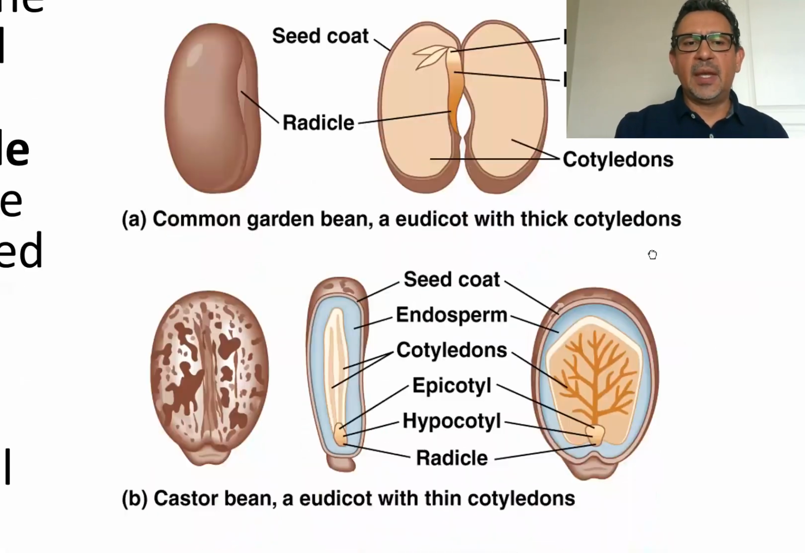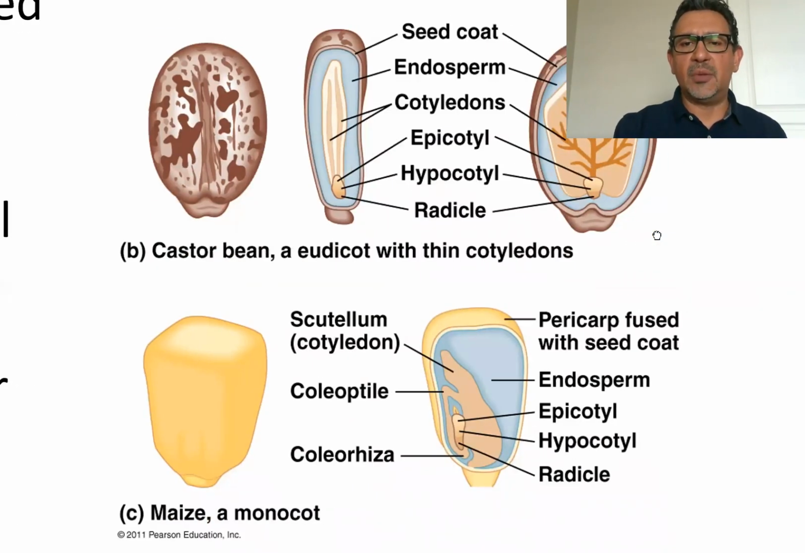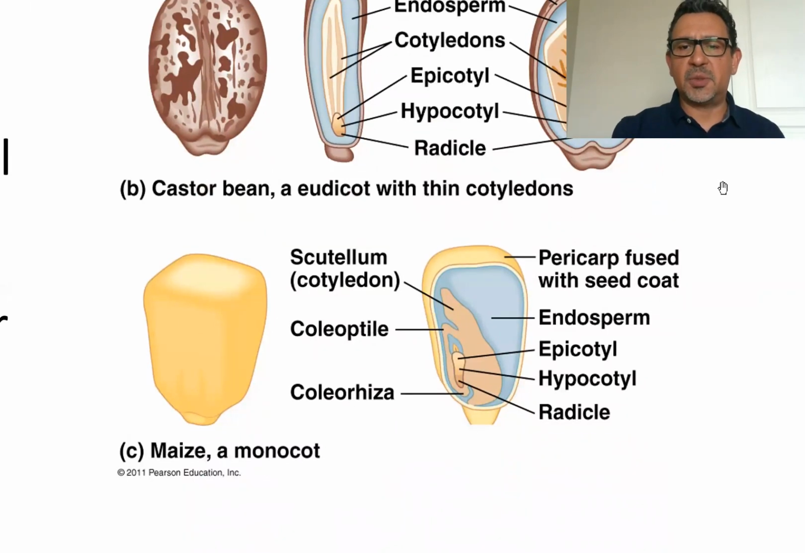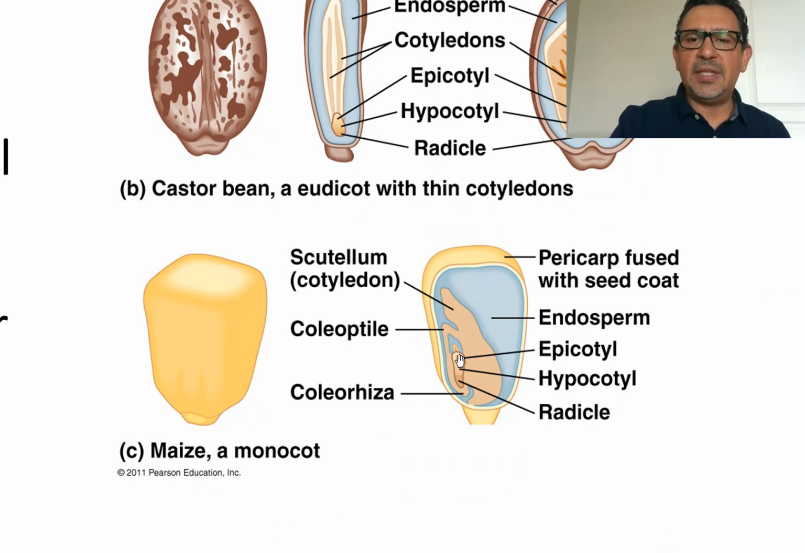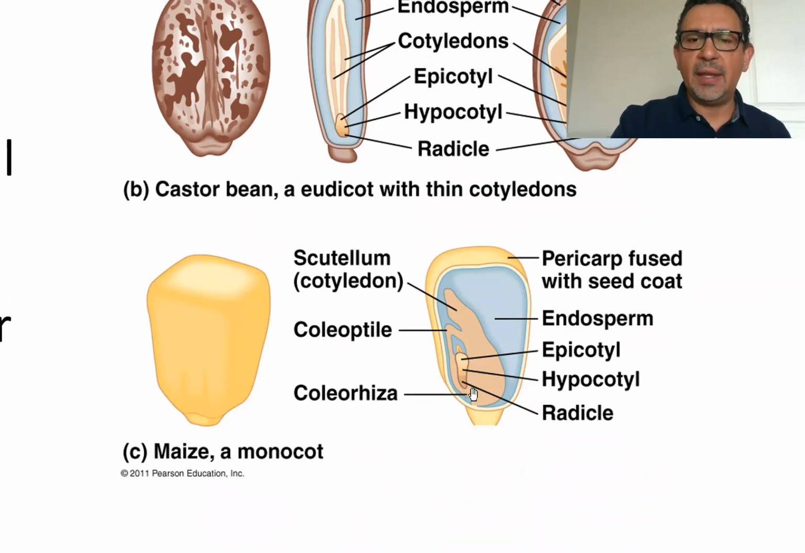Now, if we look at a monocot, we're going to see some of those same structures. Here's the embryo. This is the first leaf. This is the epicotyl on top, hypocotyl on the bottom, and a radicle where the roots are going to be forming as this seed germinates.